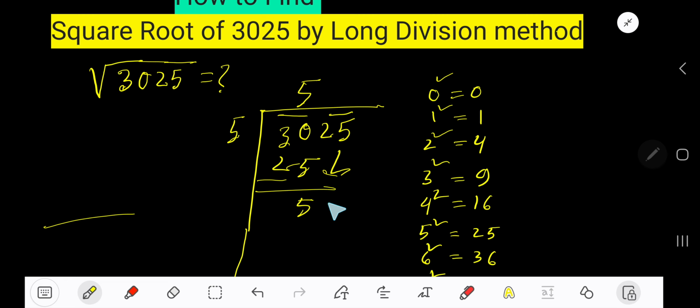Bring down this pair. Since you have placed the digit 5, this 5 must come under the divisor, and you need to add 5 plus 5, 10.